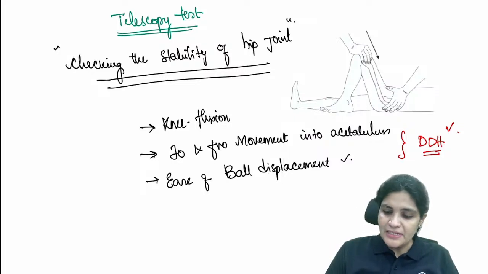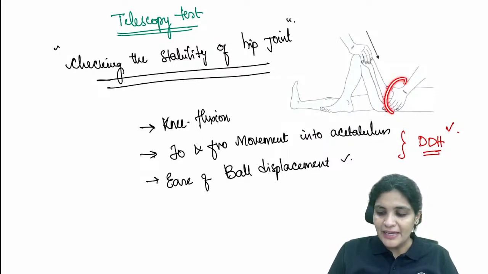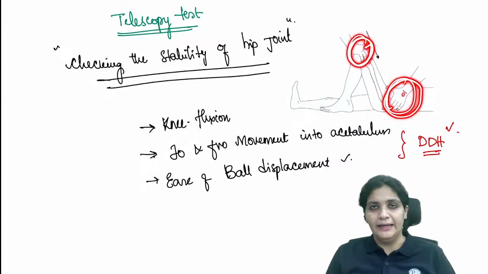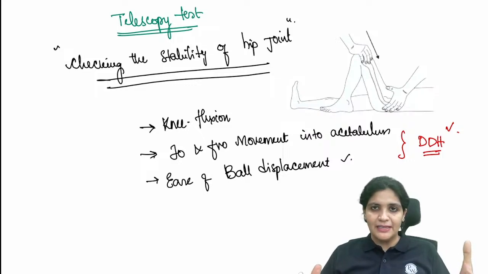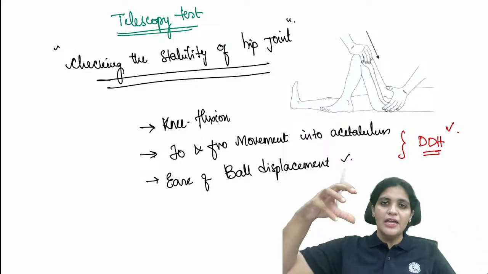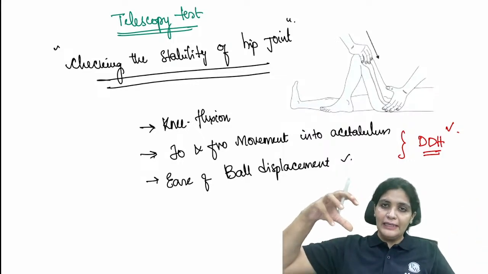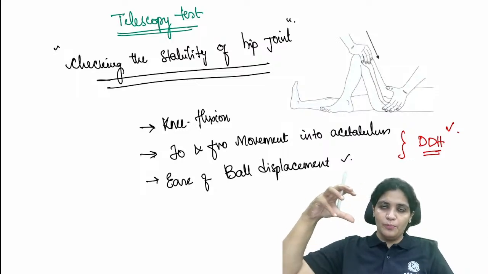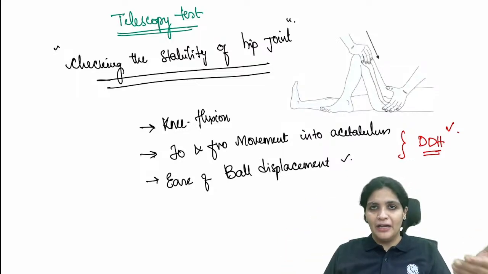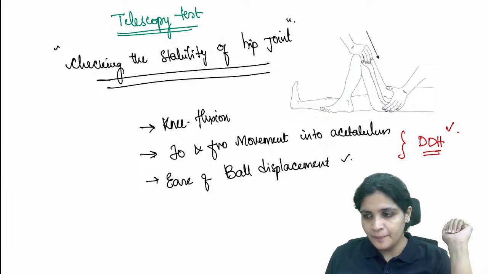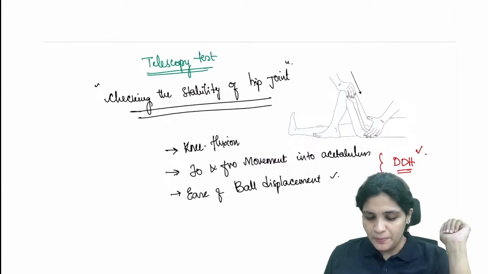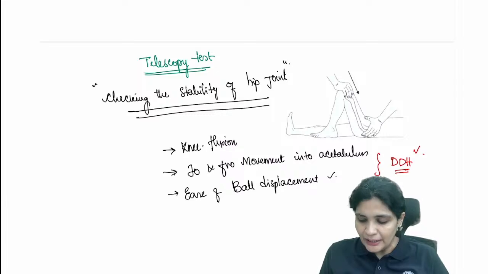So here what happens, the surgeon has to stabilize the hip joint first, and then he uses one of his hands. So one hand you will stabilize the hip joint, and the opposite hand you will hold the knee joint like this, and then you do movement so that you can feel that the ball is coming out. So with these fingers you can feel that the head is displaced, right? That is your telescopy test. This is for the stability of the hip joint.